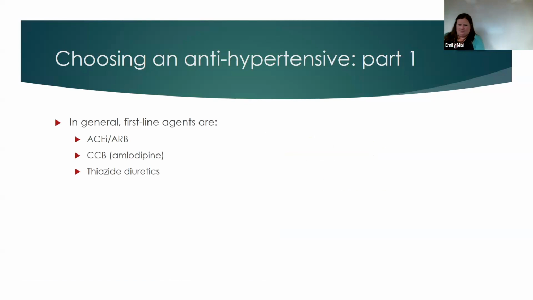You've got ACEs or ARBs. ARNIs have not been included in this, I think primarily because their indication, or at least their FDA approval, is for heart failure specifically. There may be a time when they're added in there, but currently just ACEs and ARBs. Then calcium channel blockers, usually we do amlodipine, and thiazides.